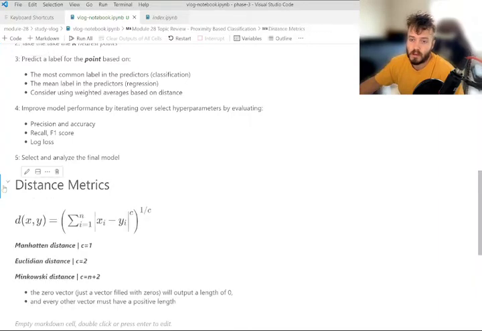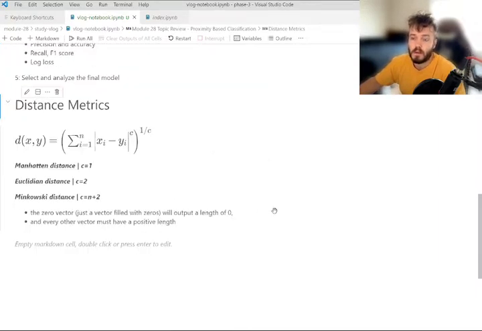Cool. So let's talk about distance metrics. The formula you see right here is really just a grown-up version of the (x2 minus x1) over (y2 minus y1) from 8th grade algebra, where you're calculating the slope or the length of a line. There are different ways to calculate distance on a graph. Manhattan distance, Euclidean distance, and Minkowski distance are different formulas used to calculate that distance.